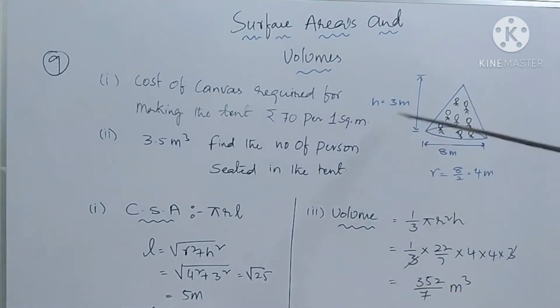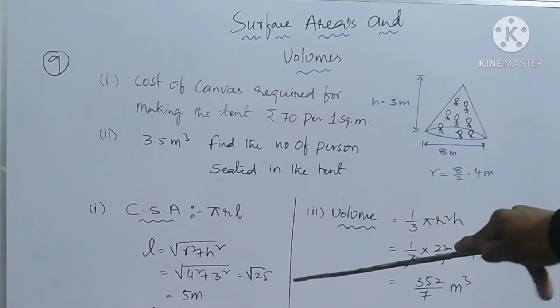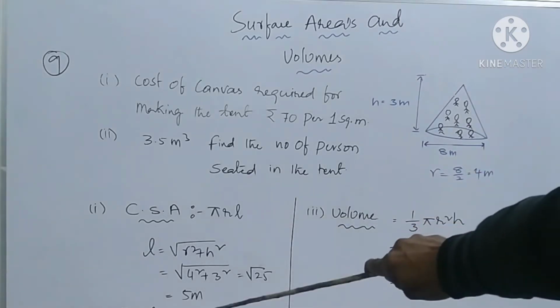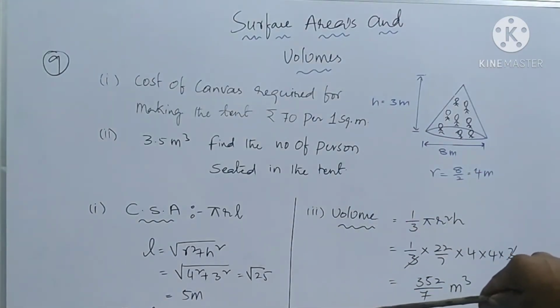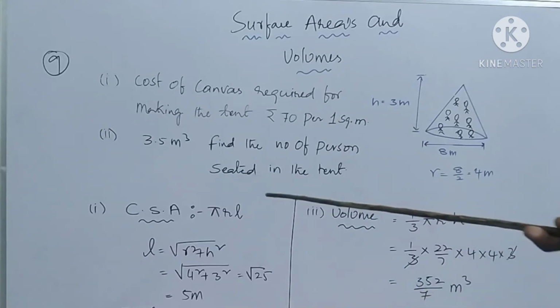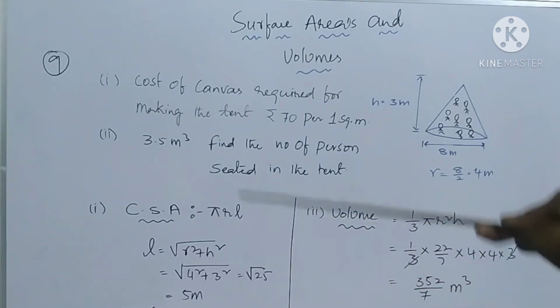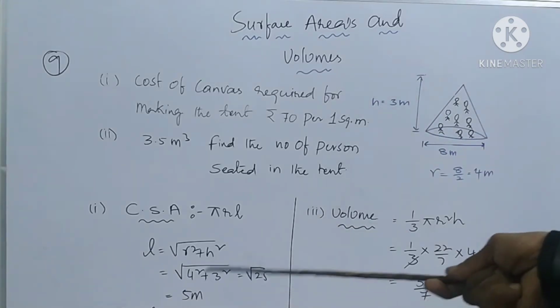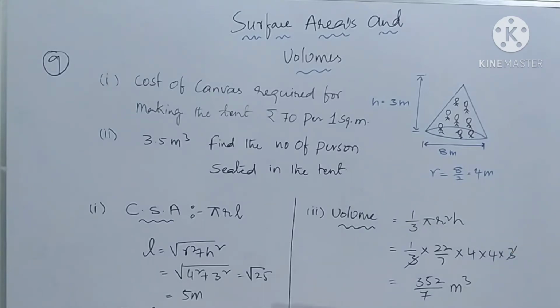Here r is 4, so 4 squared plus the height of the conical tent, 3 meters squared, equals the square root of 25. 5 fives are 25, so the slant height is 5 meters. Our formula is 22 by 7, pi, into the radius 4, into the slant height 5. 22 fours are 88, and 88 fives are 440 by 7 meter square.